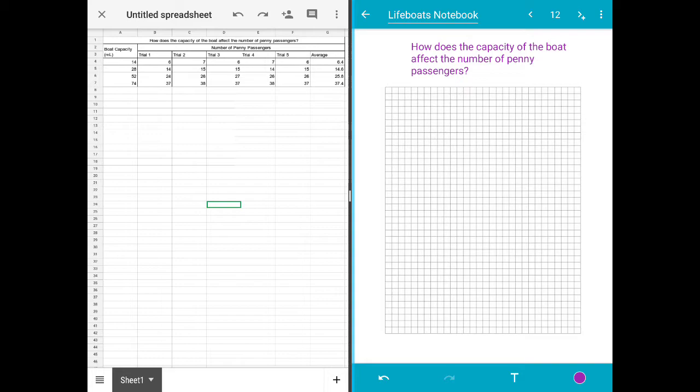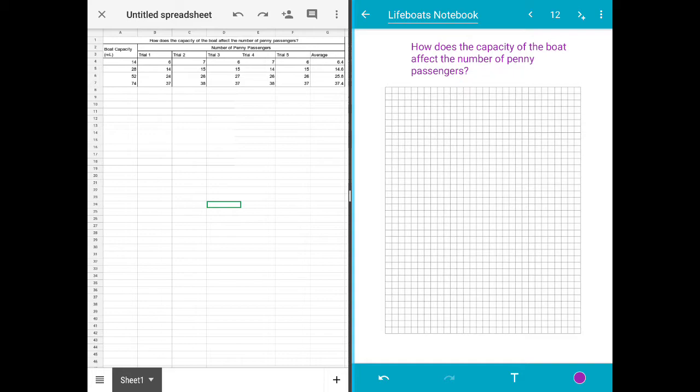The next thing that I need is titles for both my x-axis, which is the one down here, and my y-axis, which is my vertical axis. Now we talked in class about the fact that on the x-axis you almost always put your independent variable. So I'm going to go and find my independent variable. There it is, right on my data table in the left-handmost column. I know that my independent variable is boat capacity. That's going to become the title for my x-axis.